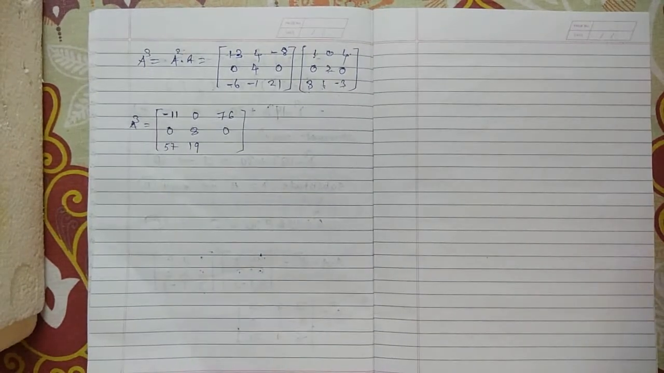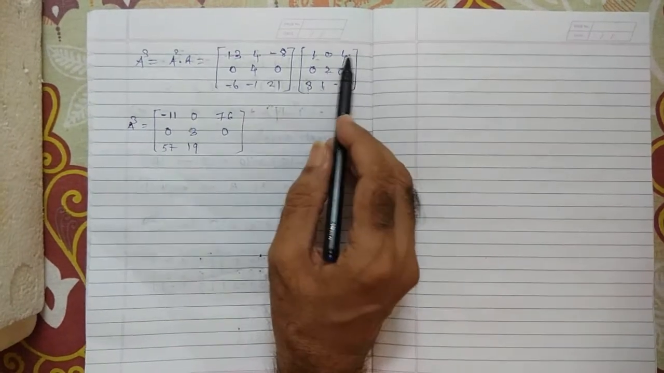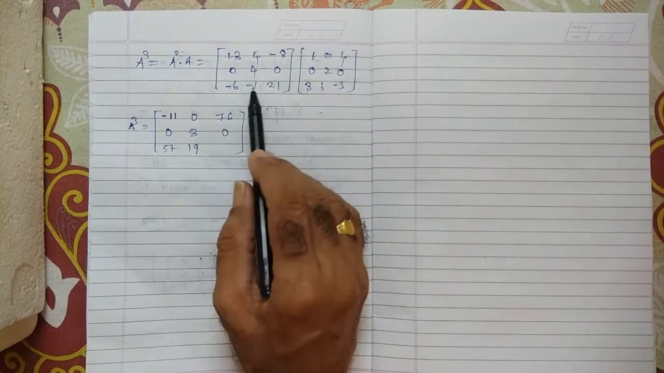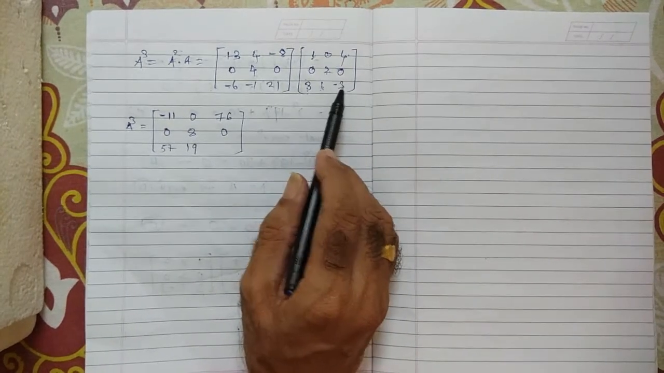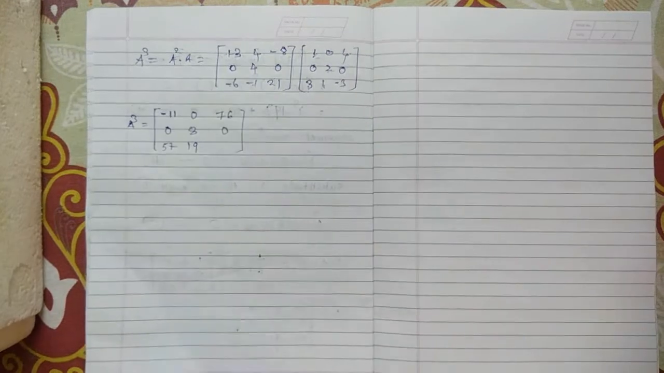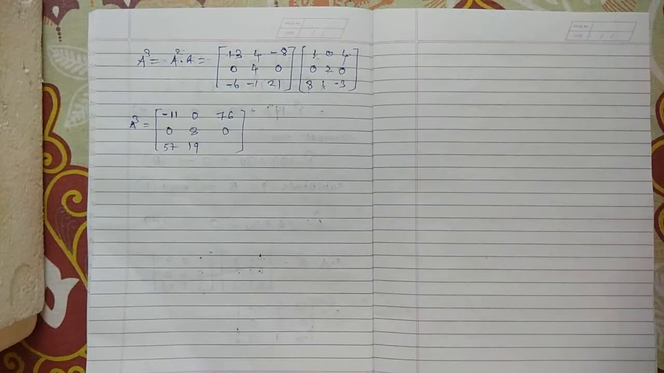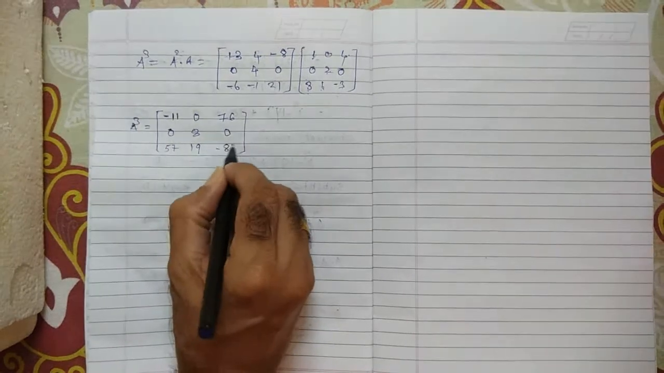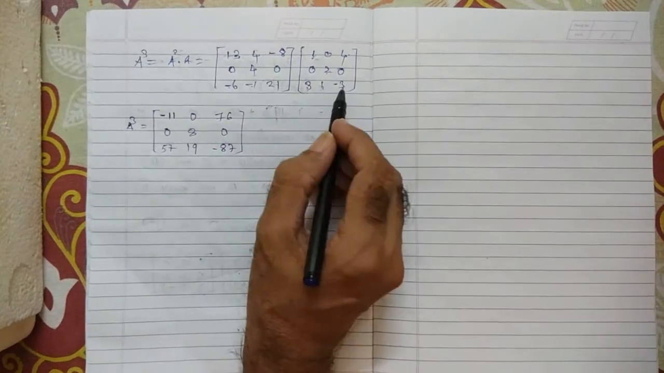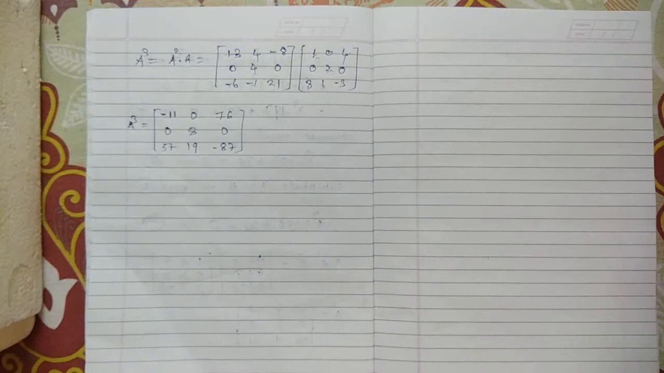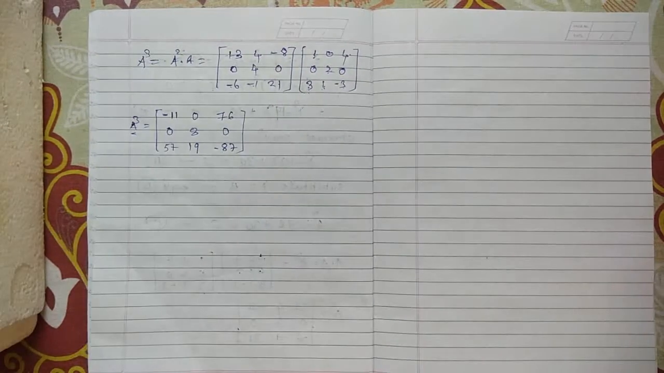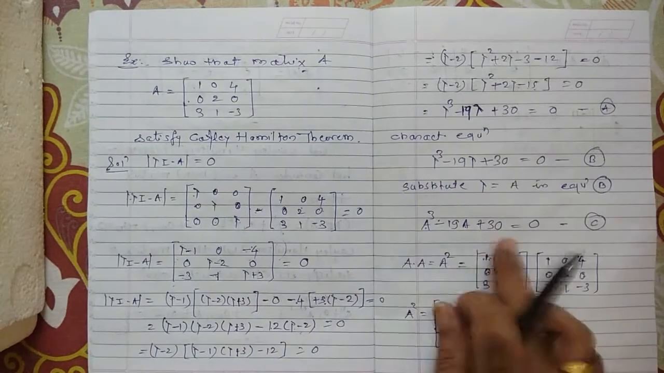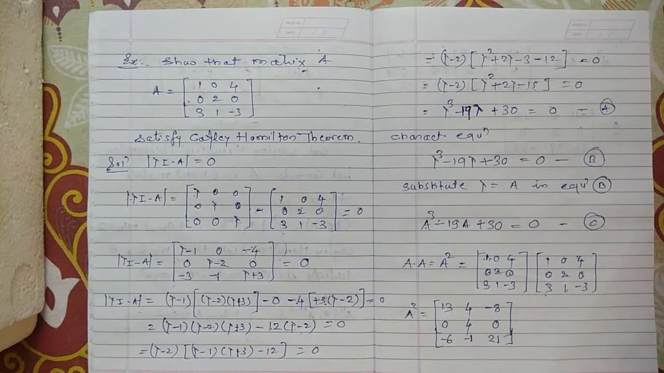So here is minus 6 into 4 that is minus 24, minus 1 into 0 that is 0, and 21 into minus 3 that is minus 63. Minus 24 minus 63, so that becomes minus 87. So we have A cube. Now we will put the values.